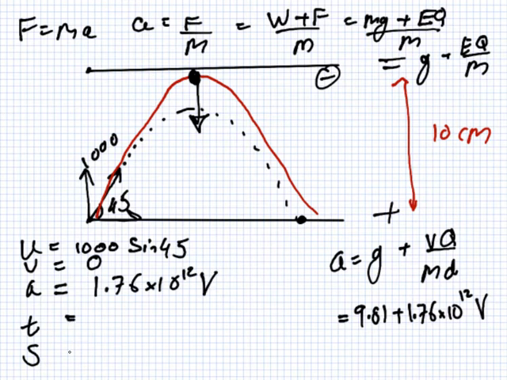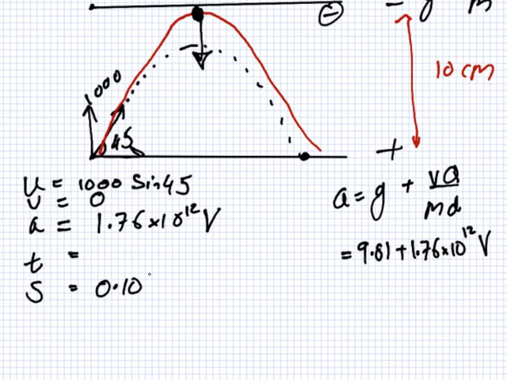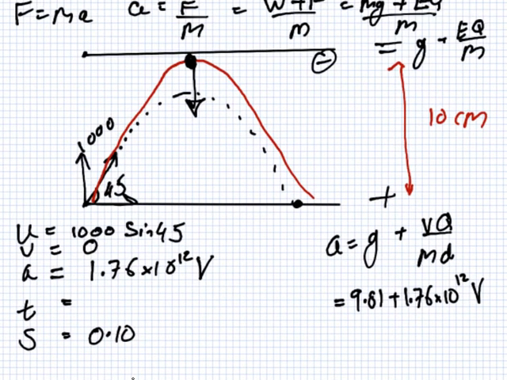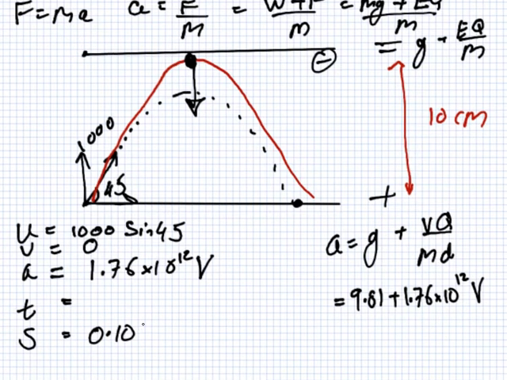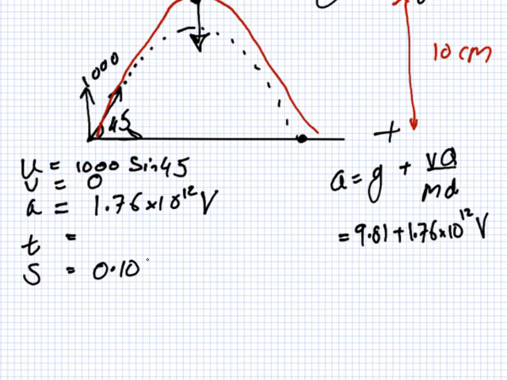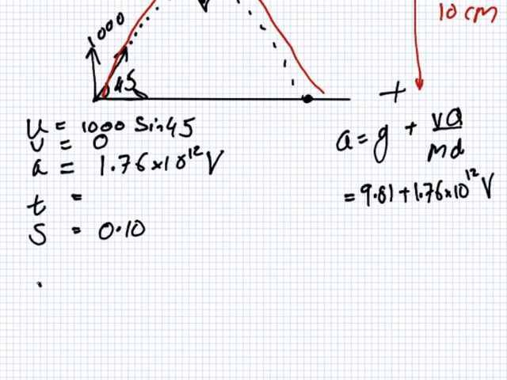The T we don't know and the S we do know, it's 0.10. So what formula? Where is the A, the voltage? No, it's this times the voltage. I don't know what the V is in my formula to work out the acceleration from the field. So what formula should I use here to put these four terms together? Well, any formula that doesn't have T in it, really. V squared, yeah.